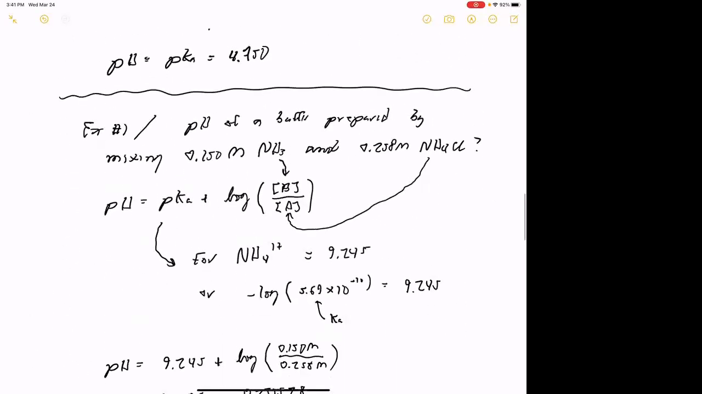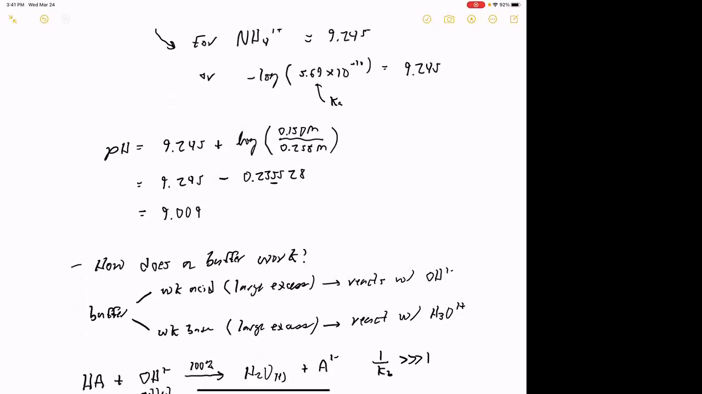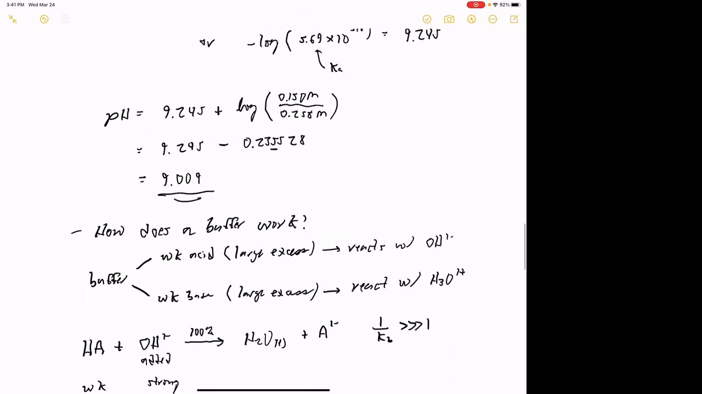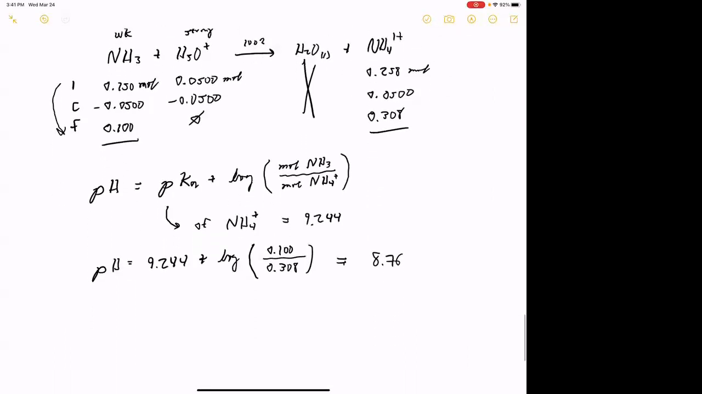Quick question about your answer for pH. We had three significant figures in the pKa, and then in our log we had 0.100 and 0.308, so 3 significant figures there. Yeah, we should actually end up with another one. Do you agree with me? Yeah. Because it looks like I'm going to keep 3.